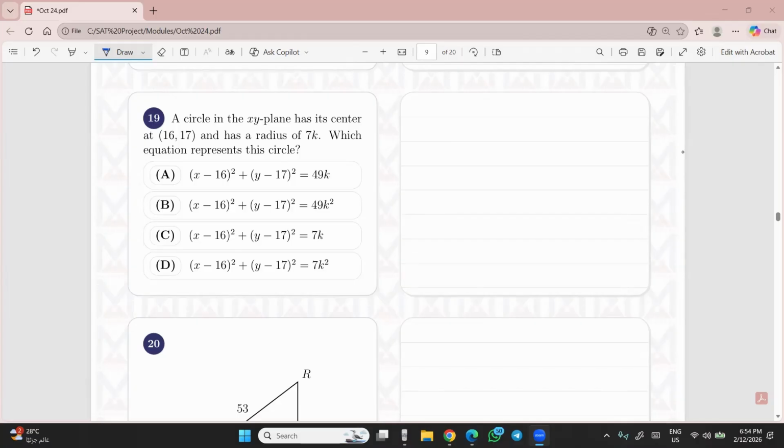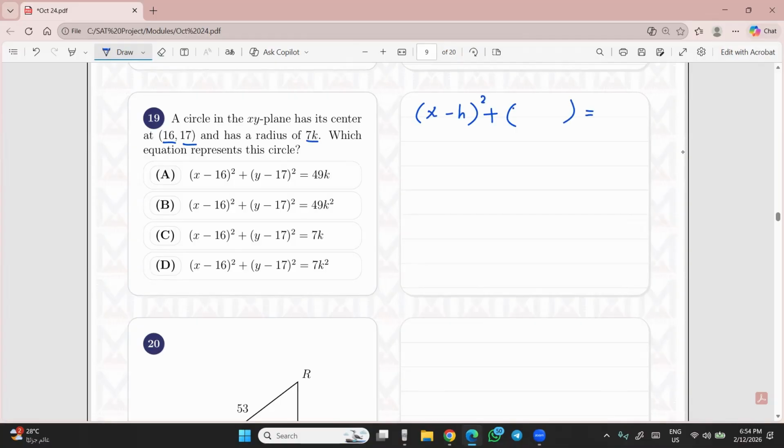Question number 19: a circle in the XY plane has its center at (16, 17) and has a radius of 7k. Which equation represents this circle? What you need to recall is the equation of the circle: (x minus h) squared plus (y minus k) squared is equal to r squared. So h and k are the numbers in the center in the same order. This is h, this is k.